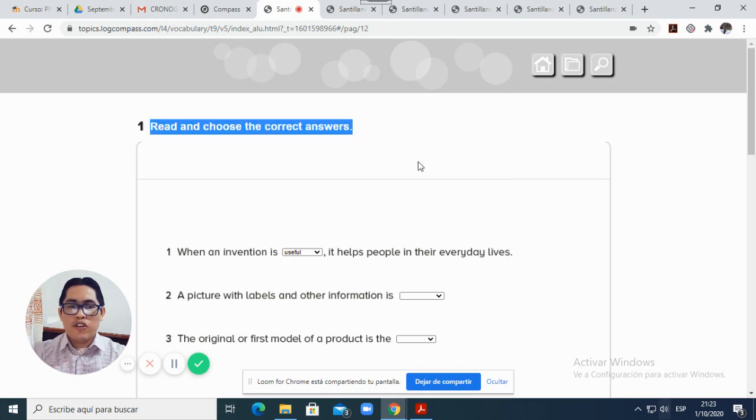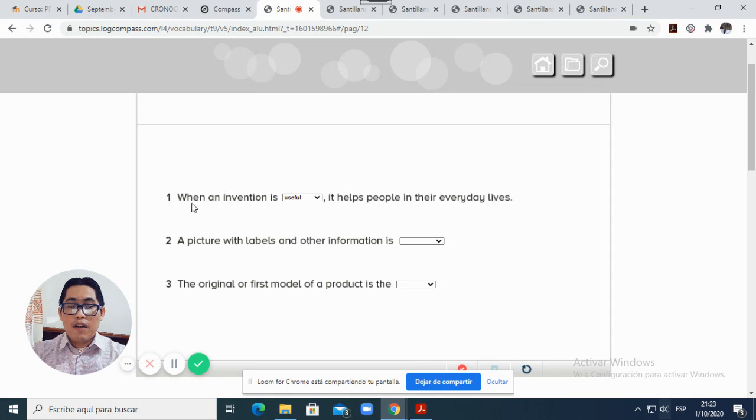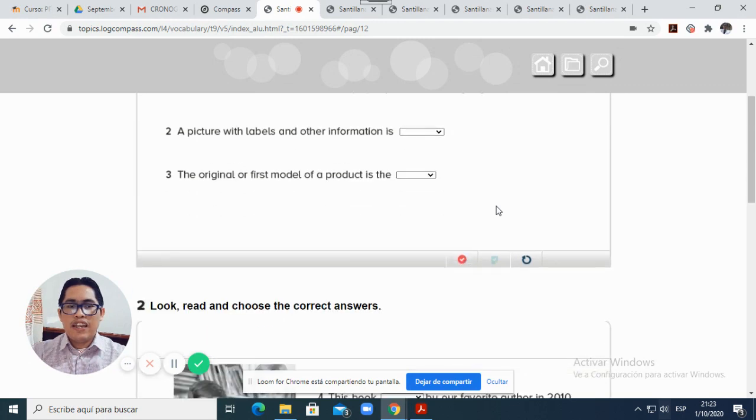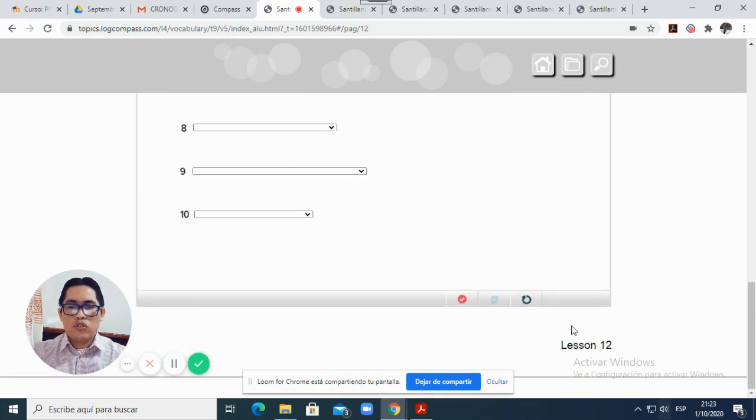Finally, lesson 12, the last lesson you need to solve for this week, says, read and choose the correct answers. You read the sentence. Number 1 says, when an invention is useful, it helps people in their everyday lives. So the adjective here is useful. So you will do all this just selecting the correct answer to complete the sentences in lesson 12.